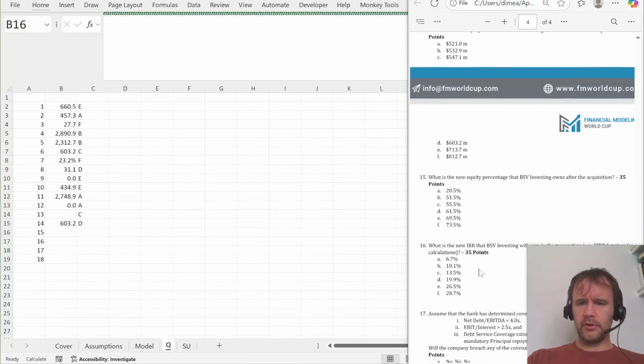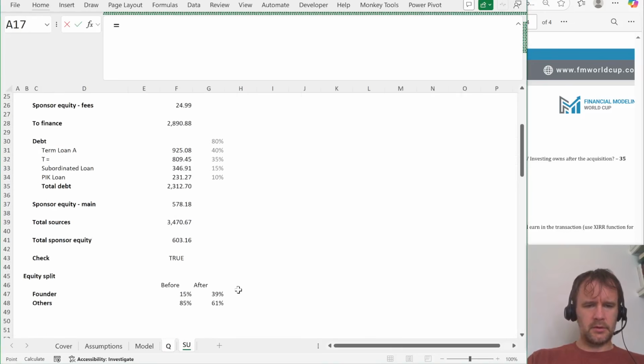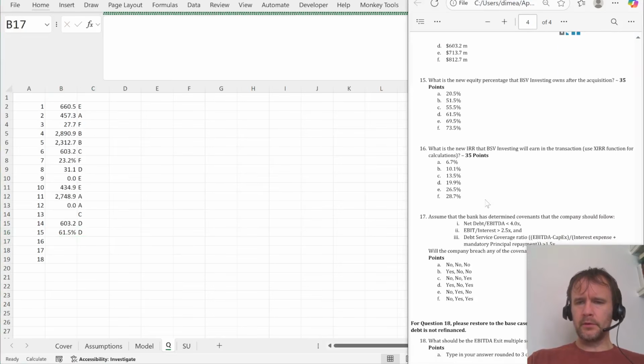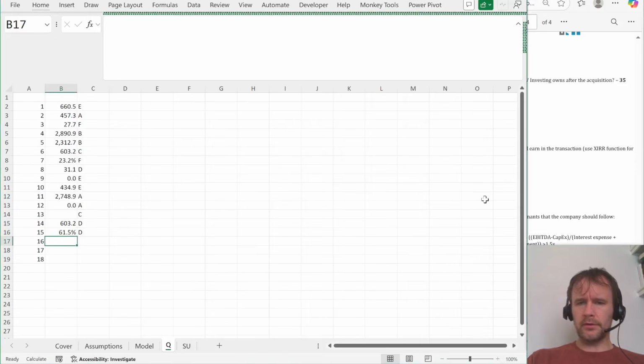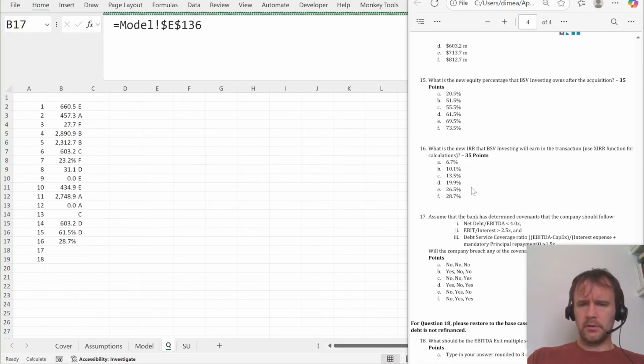Okay, 15. What is the new equity percentage they own after the acquisition? And the answer is this. 61, that's right, in decimals, oops. 61.5, yes, which is D. 16, new IRR they will earn on the transaction. 28.7, yes. Which is F.